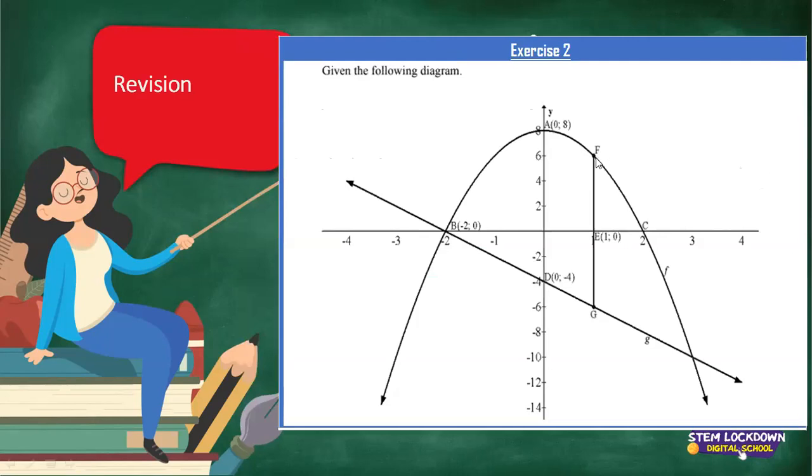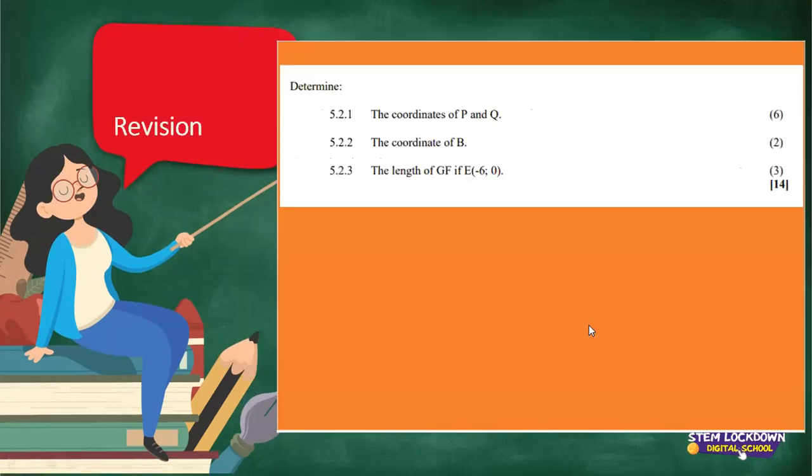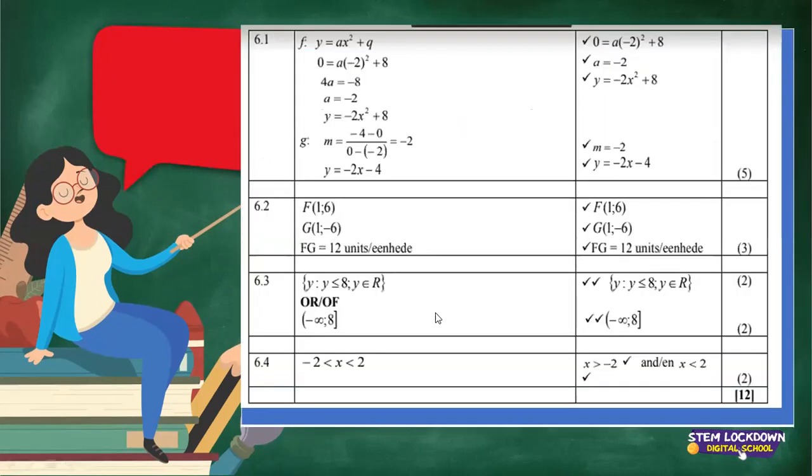And then if you substitute 1 into the equation of the linear graph, which we said is minus 2x minus 4, you get what? Minus 6. Because if you put 1 in for x, minus 2 times 1 is minus 2, minus 2 minus 4 is minus 6.